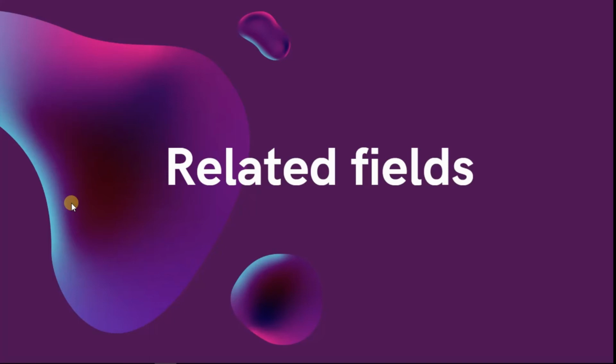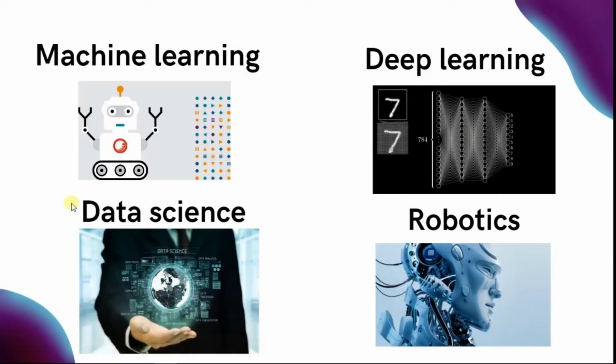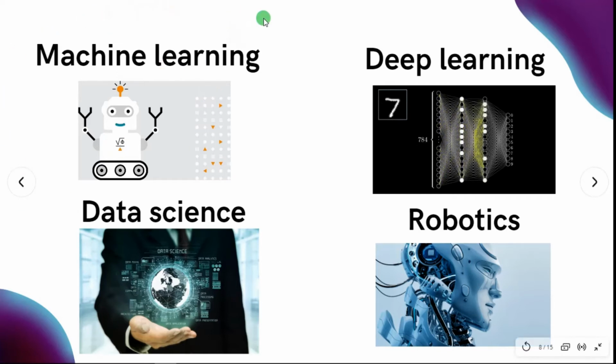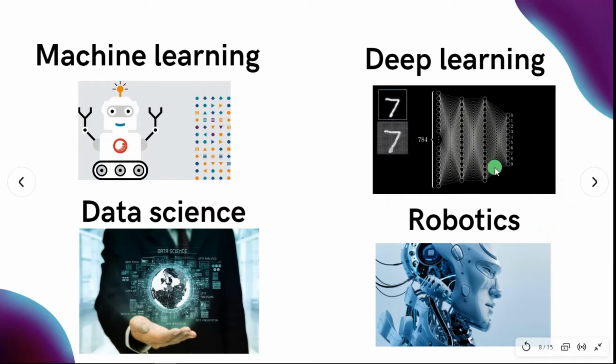Well, in addition to AI, there are several fields that are closely related that are good enough to know at least by name. These include machine learning, data science, and deep learning. Now let's see them one by one. Okay, as you can see on this slide, there is machine learning, there is deep learning, there is data science, and there is robotics. Let's talk about them one by one in a very brief manner. So the first one is machine learning, as you can see here.